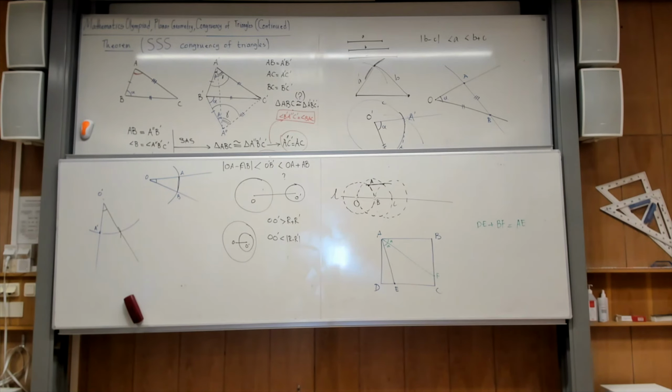And this is a square, so all the sides are equal. Not only equal, the angles are also 90 degrees, all four.